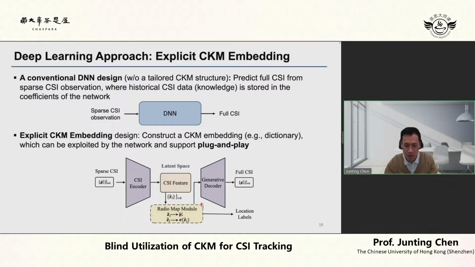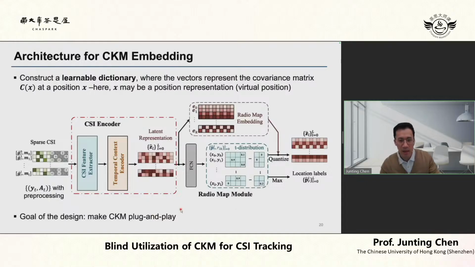We want to use this structure because we hope to make the whole thing support a plug-and-play function, which means that after successfully training the network, we can transfer the network to a new environment without retraining the entire network. We only need to plug and play the CKM module in a new environment, and then probably I just use a very small amount of data to fine-tune some parameters and make it work. So this is the overall structure.